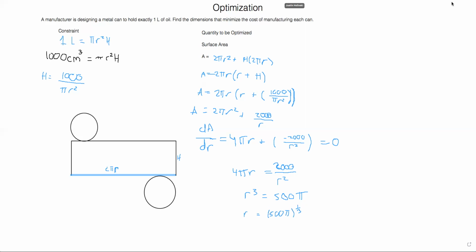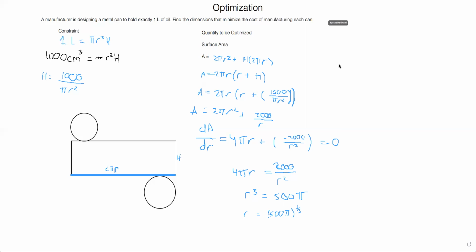Well, we could use the second derivative test, and if we plug in that value for R and we get, I think it should be, a positive value, then the graph will be concave up, and that will be an absolute minimum. And that way we'll know that it is fully minimized.